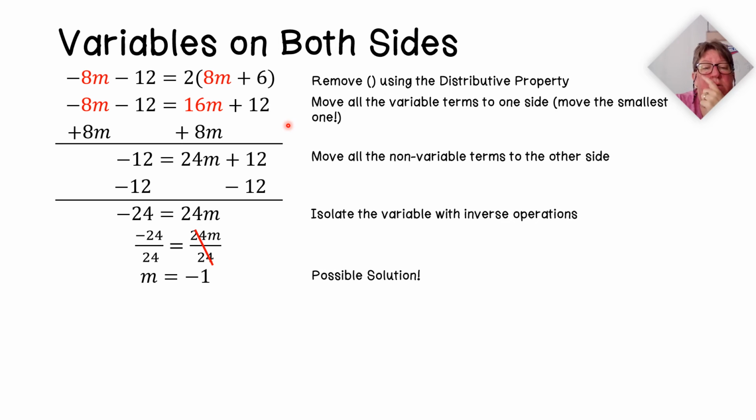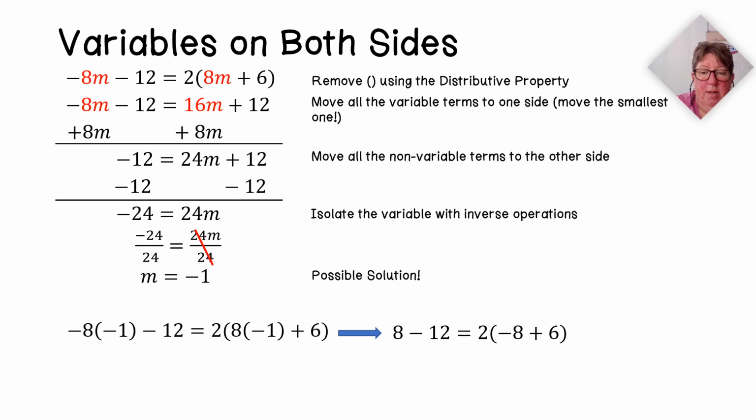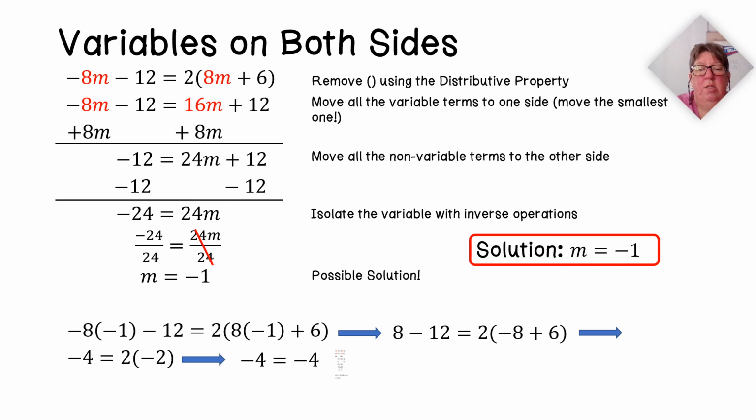Next step is to verify this possible solution. So I'm going to take my original equation, and everywhere that there's an m, I'm going to replace it with a negative 1. And then I'm going to simplify, and I'm going to end up with the statement negative 4 equals negative 4. Well, this is a true statement. So I know that my solution, m equals negative 1, is true.